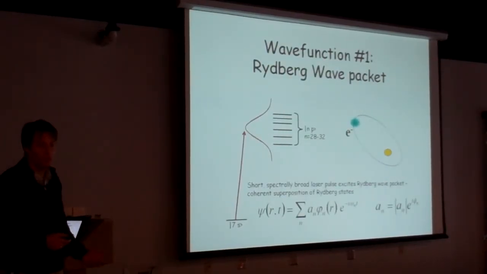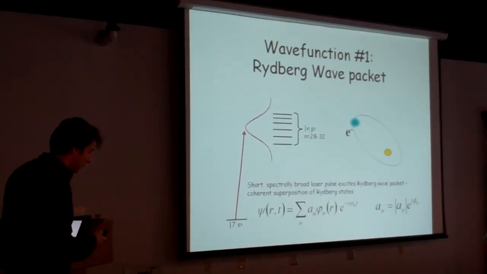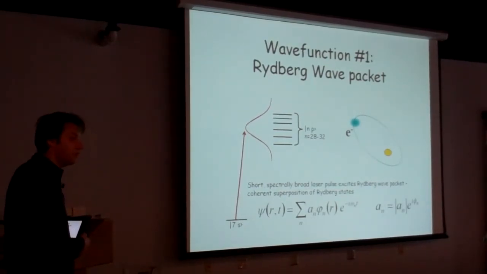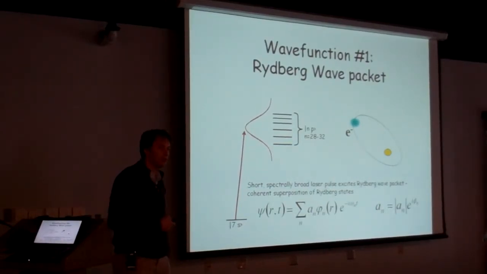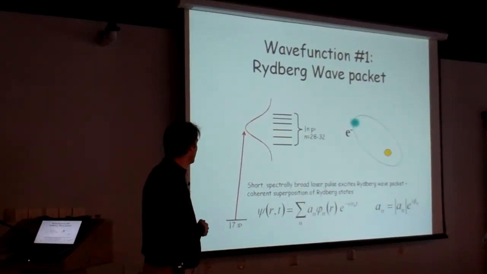So what's this wave function? What is it? How do we make it, and what is it? So the idea is that we're going to try and make a coherent superposition of principal quantum states of atomic cesium.